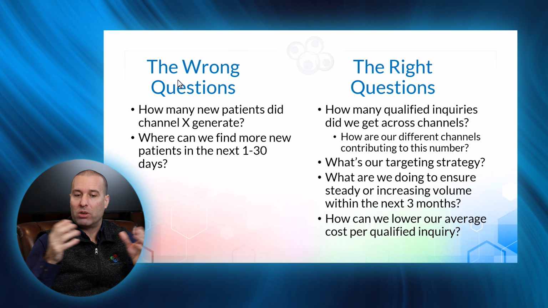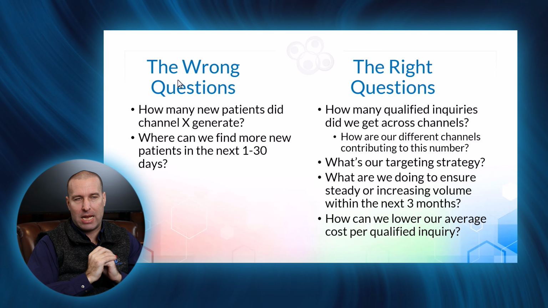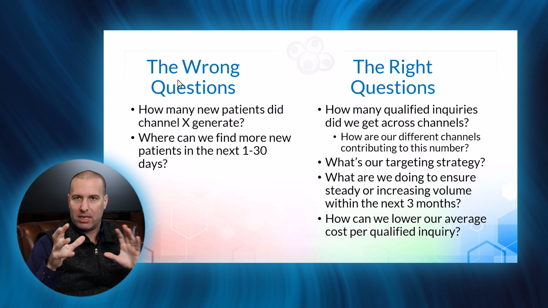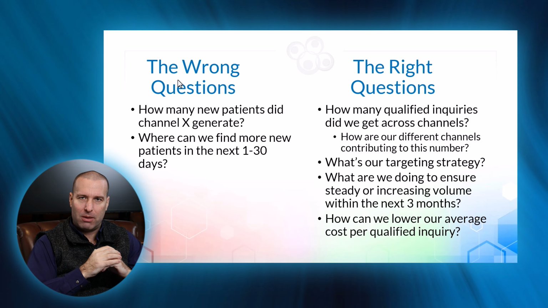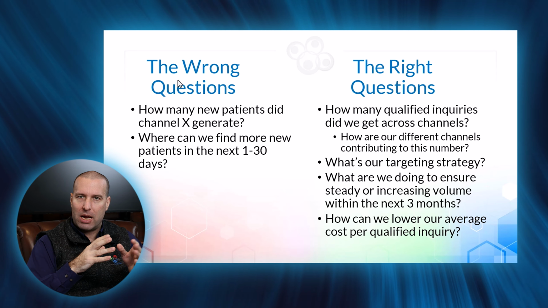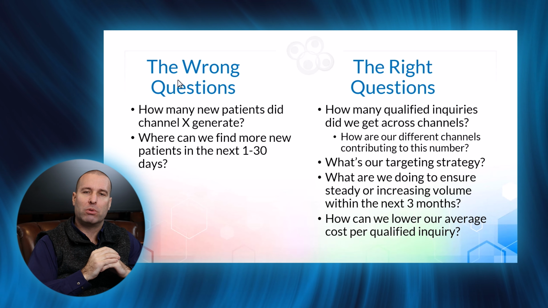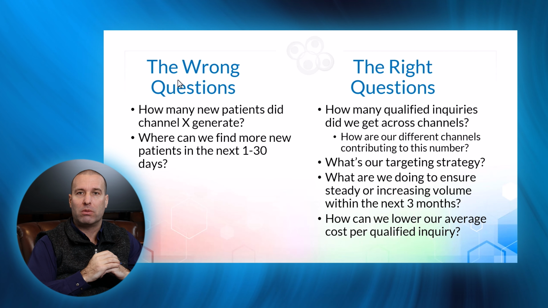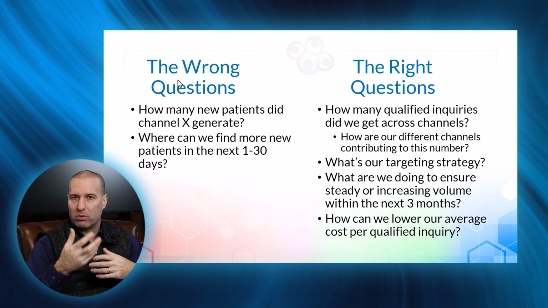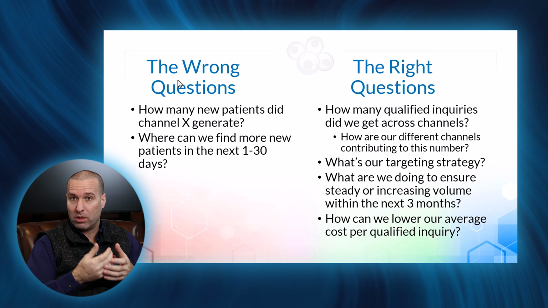Last one is, how can we lower our average cost per inquiry? Great question to ask. We're allocating capital all over the place. Can we see places where we could allocate it better? Are there channels we should be on? Can we improve our messaging? Can we improve our conversion rate optimization on our landing pages? Can we improve the conversion rates of the ad campaigns that we're currently running?